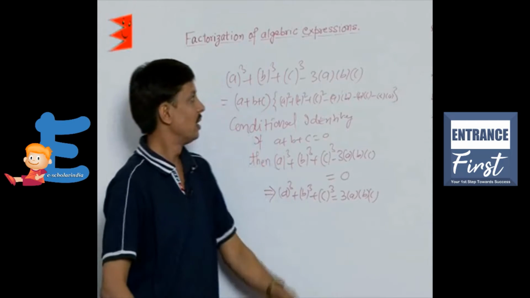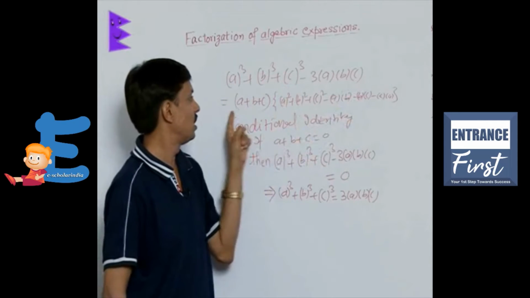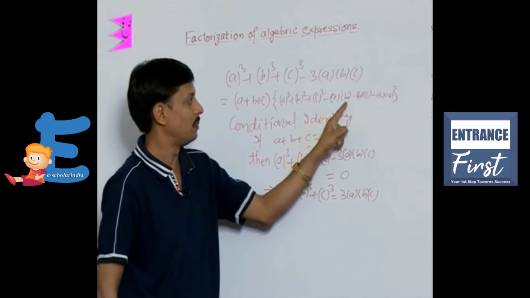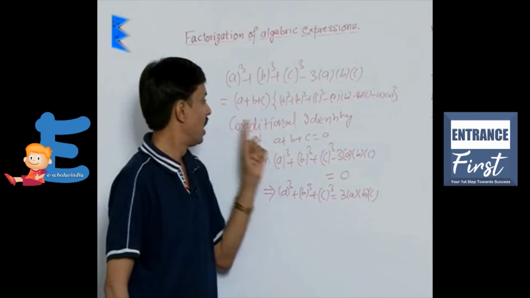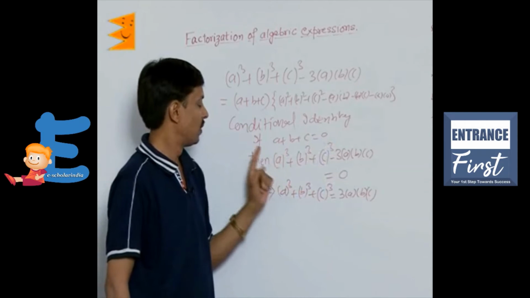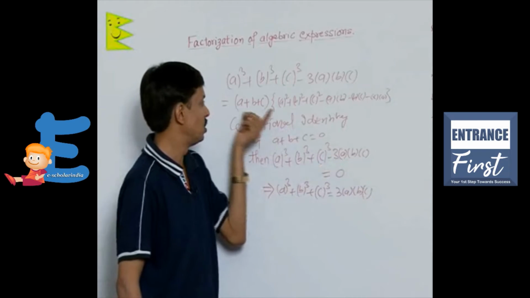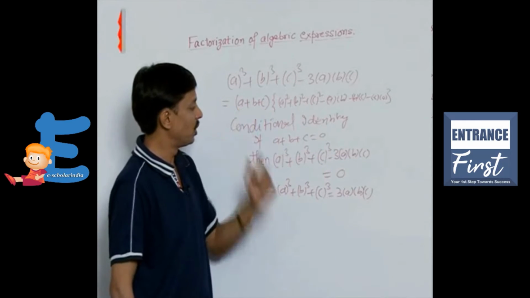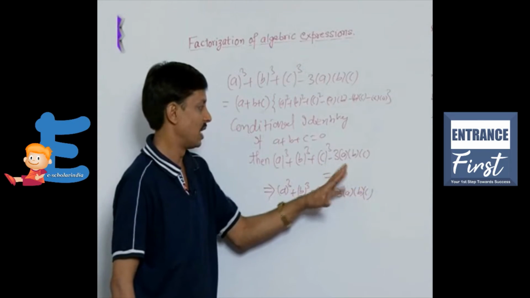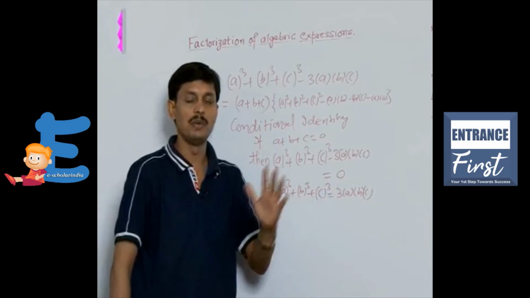And after that, the important identity: a³ + b³ + c³ − 3abc is (a + b + c)(a² + b² + c² − ab − bc − ca). In this identity, if the condition is given that a + b + c is 0, then there are two relations: a³ + b³ + c³ − 3abc will be 0, because we can put 0 here. And if I shift −3abc to the right hand side, then a³ + b³ + c³ equals 3abc.